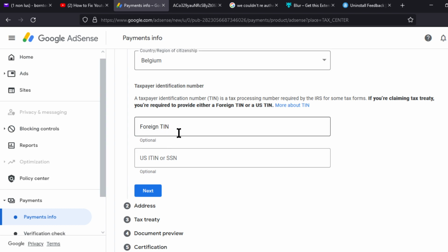Tax information number, something like that. Now they say a taxpayer identification number. Okay, taxpayer identification number, TIN. It's a tax processing number required by IRS for some tax forms. If you're claiming tax treaty, you're required to provide this. So they didn't make it clear. It's like, just tell me if you want to get your money that we're holding, just put your tax number here.